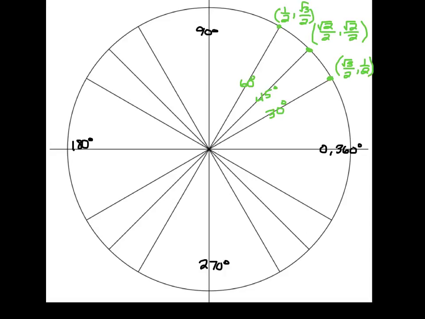Alright, so let's move on to the next quadrant. We're at 180 degrees here. If we go 30 degrees this way, we're going to be at 150. So we'll just label that 150. I'm going to change my color. If we go 45 degrees this way, we're going to be at 135 degrees. And then if we go 60 degrees this way, we'll be at 120.